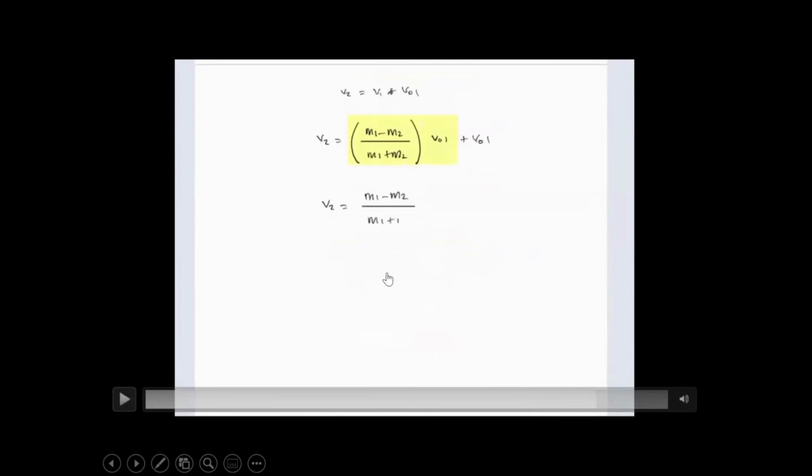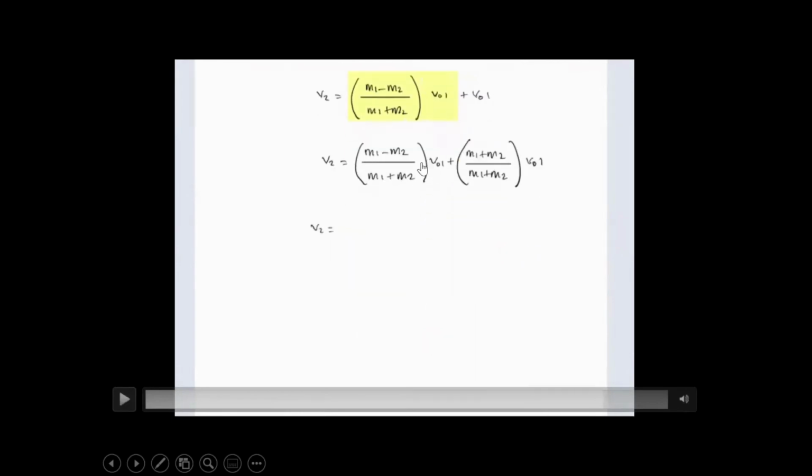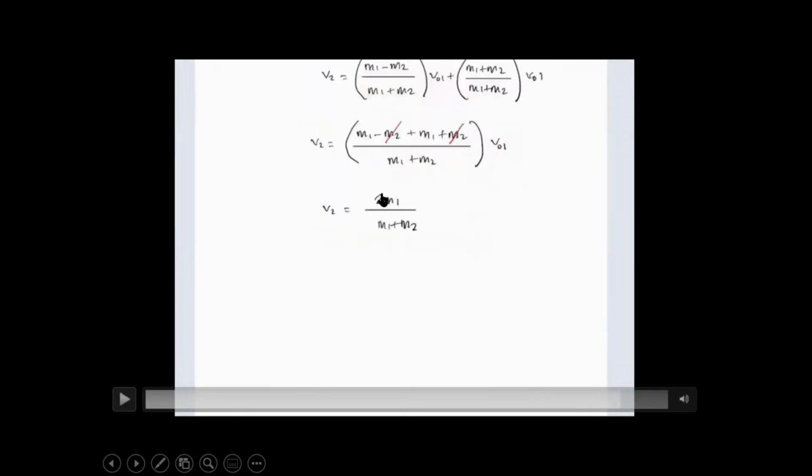What I'm going to do is keep this expression the same. And then for us to be able to add these two up, you need a common denominator. So I'm going to multiply and divide this expression by the denominator, which is this. Now notice that the initial speed is a common term, so I'm going to factor that out of the algebra. The mass of the person from the top is going to cancel. So it's 2 times the mass of the vehicle divided by the total mass.